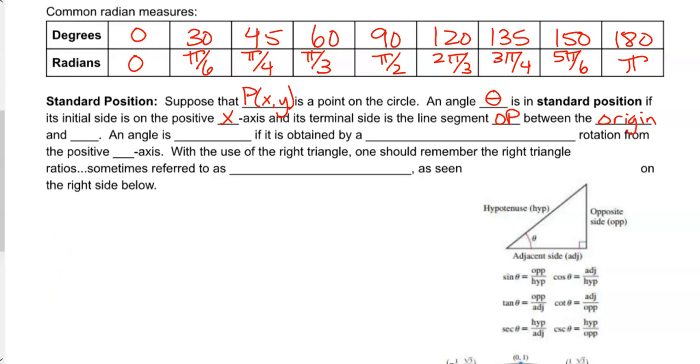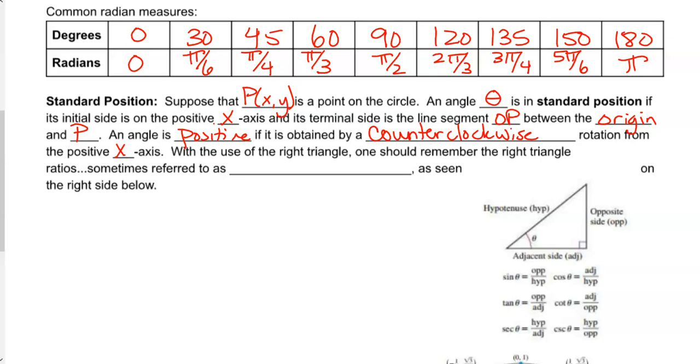The origin, excuse me, and not the x-axis, from the origin and P. Now, an angle is positive if it is obtained by going counterclockwise from the origin, don't forget, or from the initial side, the 0-degree angle, which is along the x-axis, to a counterclockwise rotation from the positive x-axis, which is also the same as the 0 degrees.